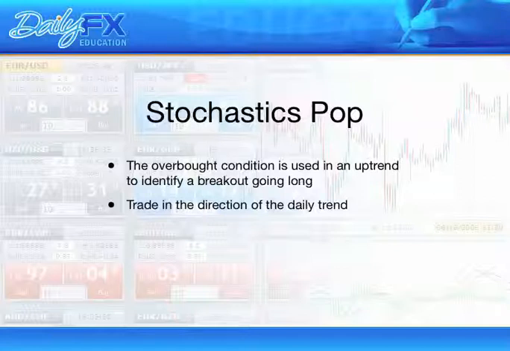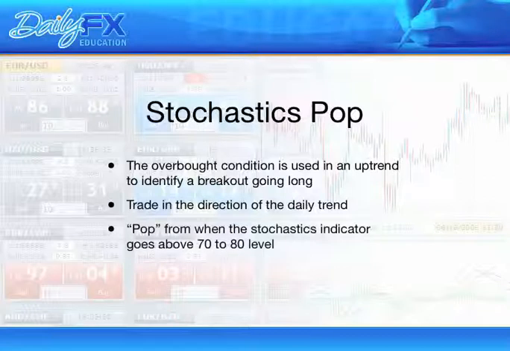The pop comes in from when the stochastics indicator goes above the 70 to 80 level. Instead of reversing, the currency's momentum continues to rise. Stochastics pop is actually a misnomer, since the pop is in the price, not the indicator. The prices appear to pop like a kernel of corn at the right temperature once they reach certain levels on the stochastics indicator. The stochastics itself stays above 70 or 80, held there by the price moving up and staying high in its daily ranges.